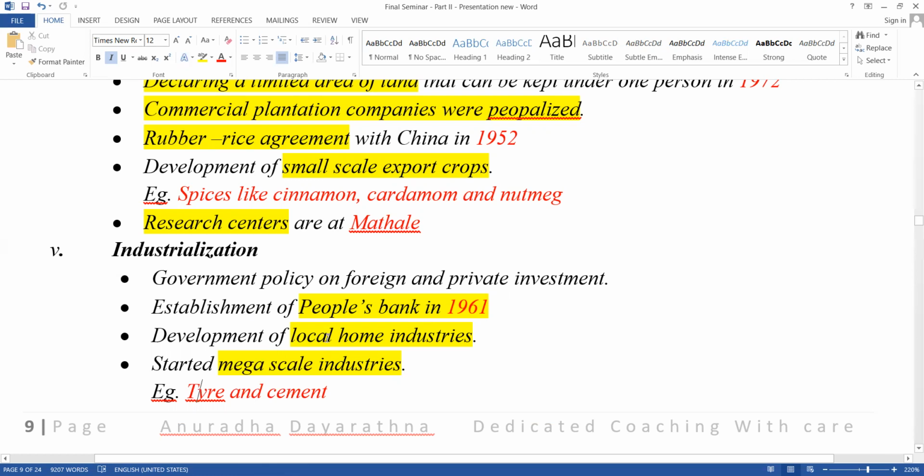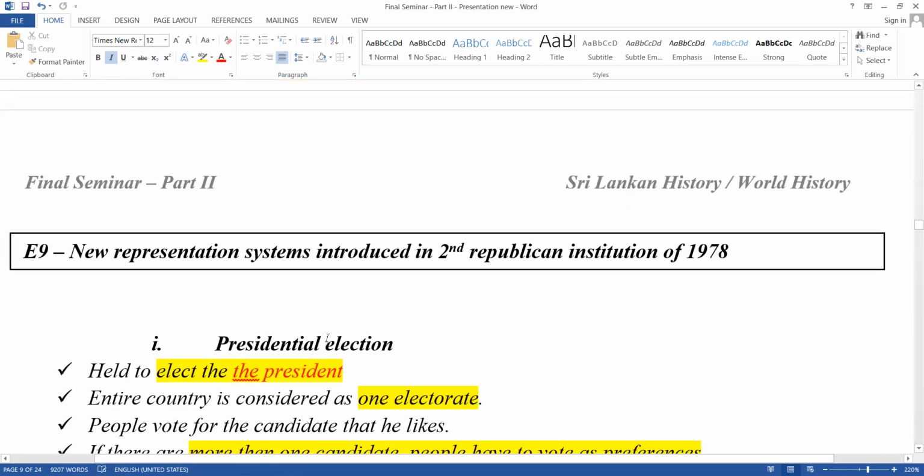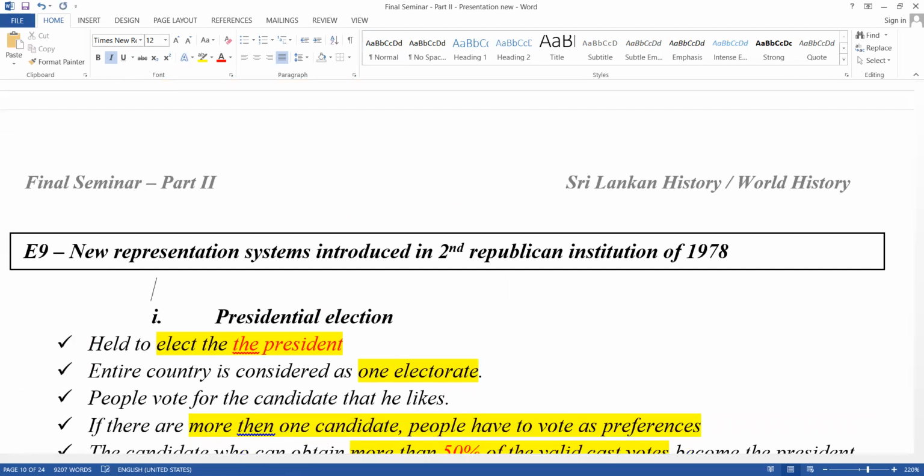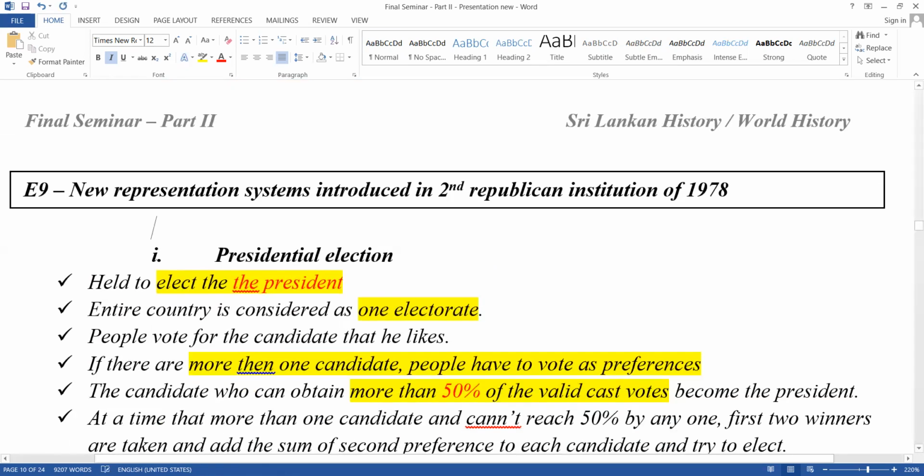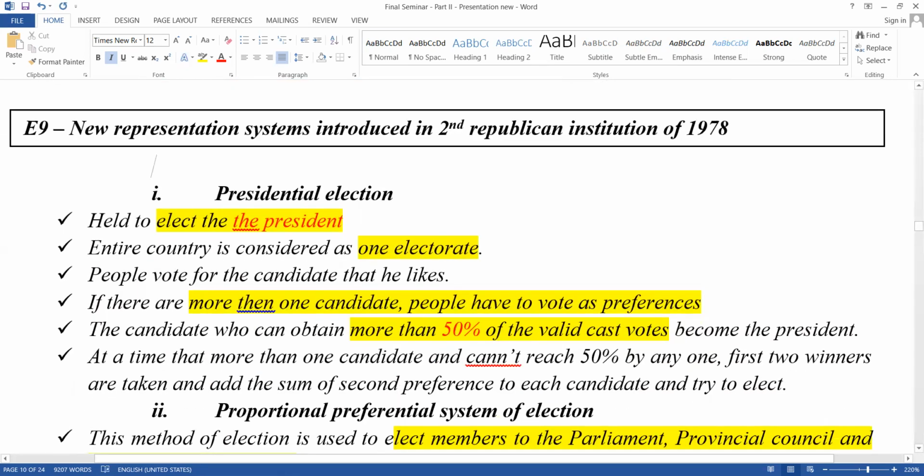So then the next one is what? Three types of elections. New representation systems. Three types of elections, right? Presidential elections. So just this one you keep it highlighted. I don't think that it will come. To elect the president, only this presidential election is done.